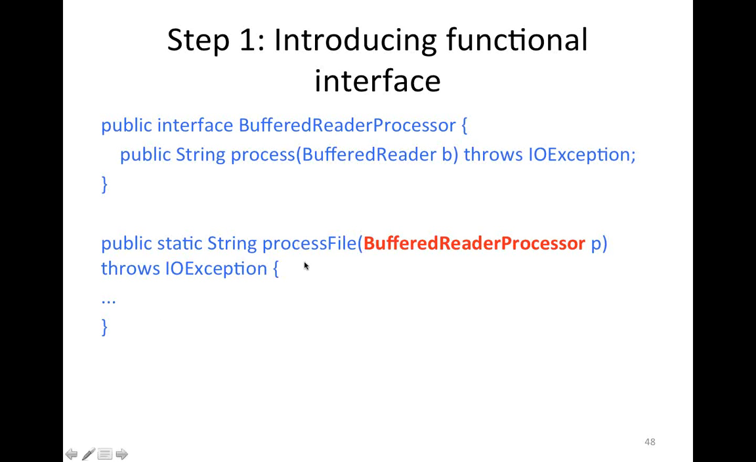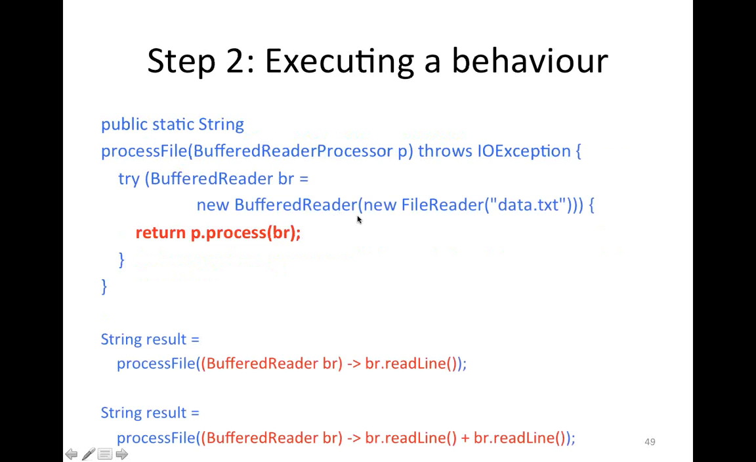We refactor our processFile method to take as an argument this interface, BufferedReaderProcessor. Now we can pass multiple different objects of type BufferedReaderProcessor, and those objects will encapsulate the different ways we'd like to process the file. Of course, we need to execute this processing. So here we say return p.process(br). p is the BufferedReaderProcessor that is passed as an argument, and this will take the BufferedReader.